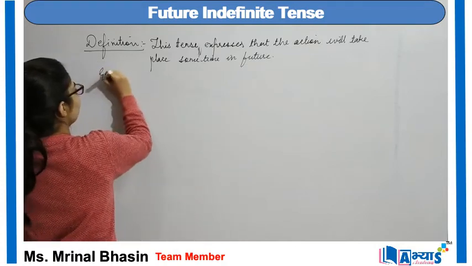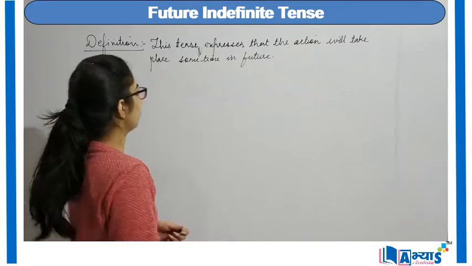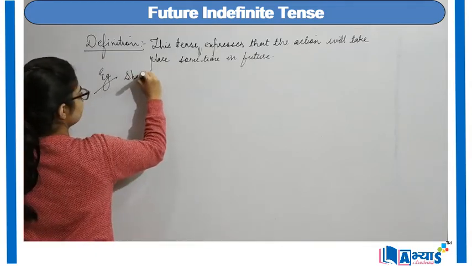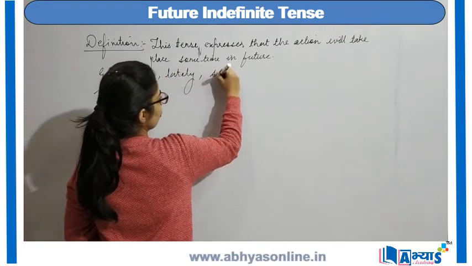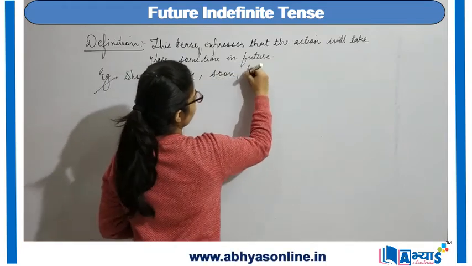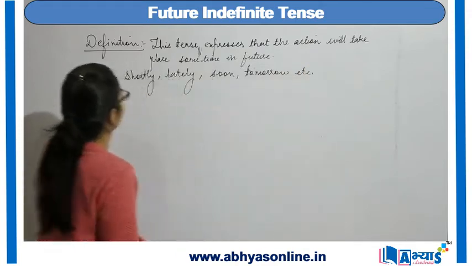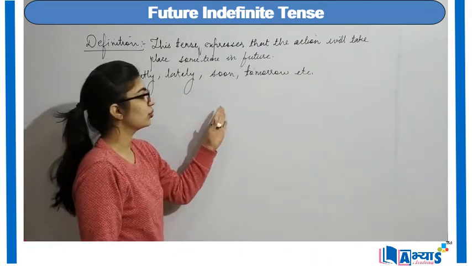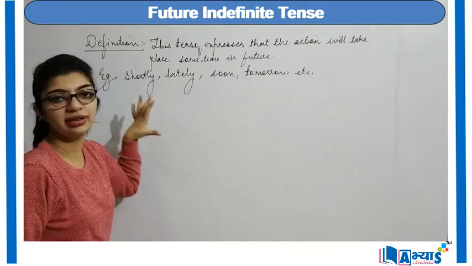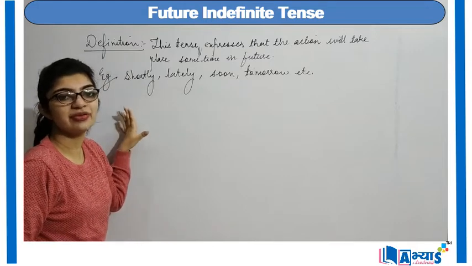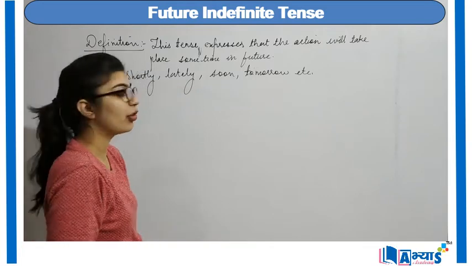So, examples of such words can be shortly, lately, soon, tomorrow, etc. Right? Shortly, lately, soon, tomorrow, etc. So, these are all the examples of future indefinite tense. Now, let us implement them in sentences to understand them more clearly.